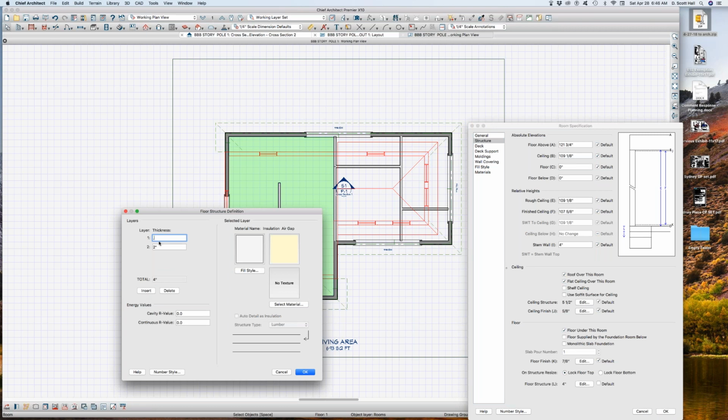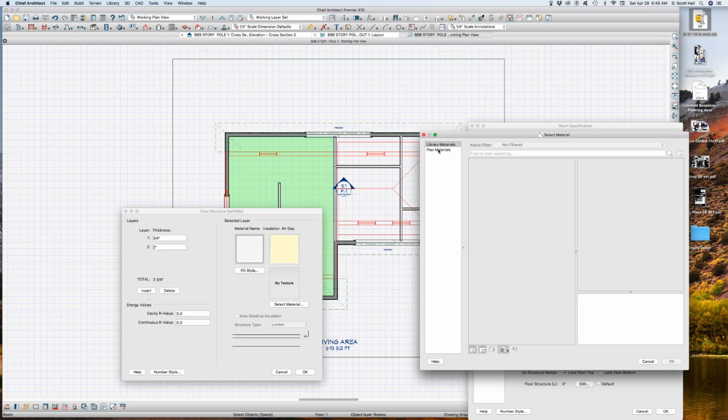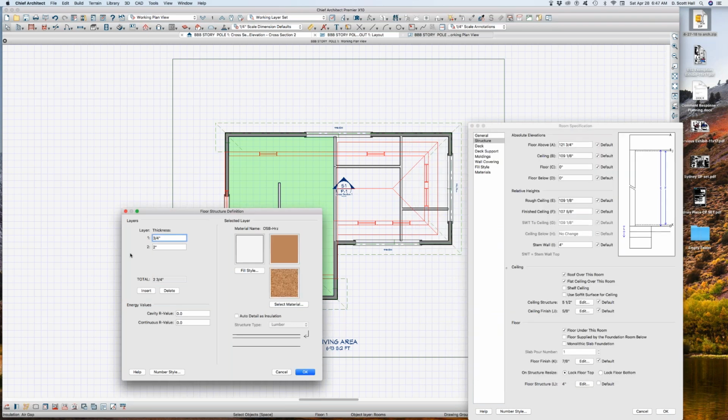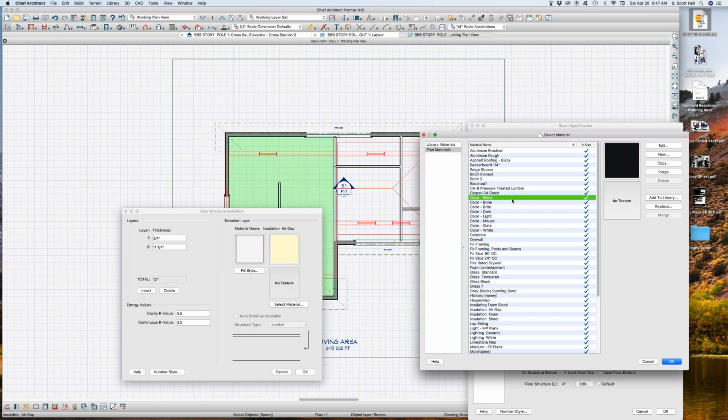0.75. And that's going to be plywood, right? OSB, done. And over here, this is about 11.25. Okay. And that's going to be fir framing. Fir framing. Done.